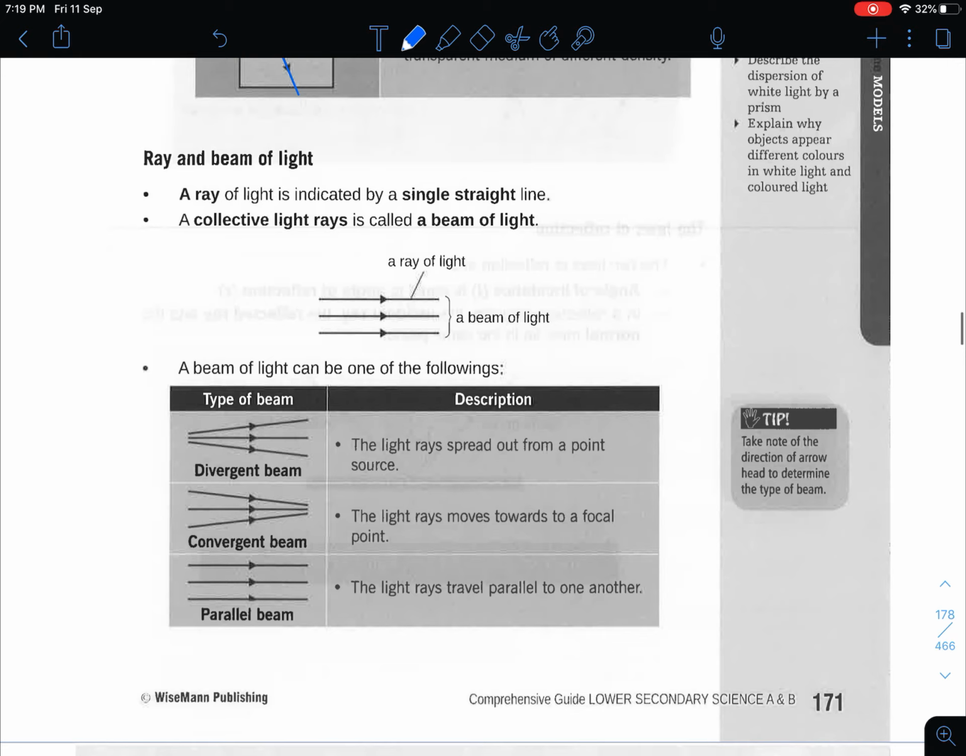Okay, so there are 3 different scenarios which light can move towards. Divergent means the light rays move further away from each other, so they tend to spread out from a particular point of source. On the other hand is converging. Converging means you move towards a particular point. They move closer to one another. And the other one is parallel. Parallel means they are just moving side by side. There's no change in the distance among them.